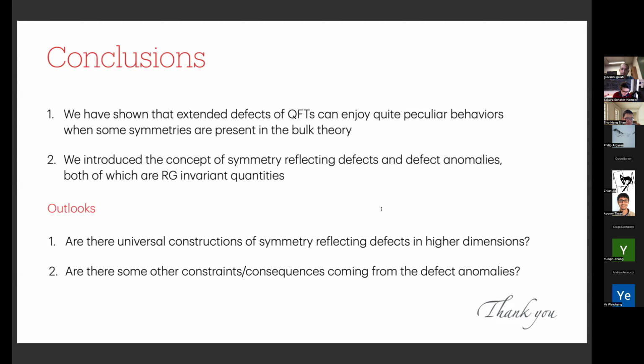So for your outlook number one, I guess one obvious way to construct such symmetry reflecting defects is to use factorized defects, right? Correct, yes. So that's one obvious class, I think.